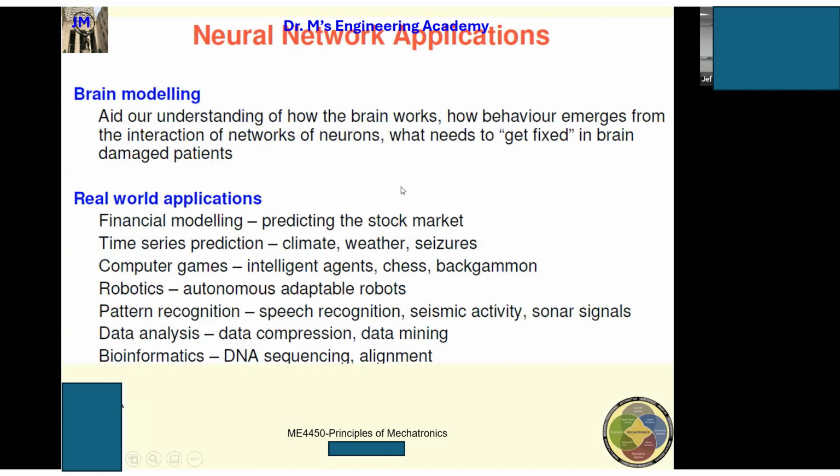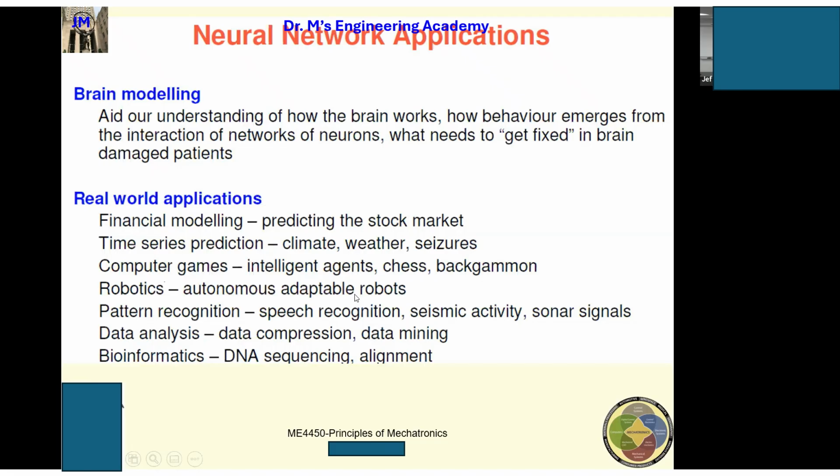So neural network applications, now as we said, brain modeling. For patients who have damaged brains, the doctors can help them. And the real world applications, I want you guys to know this. Financial modeling, that is mathematical modeling, predicting the stock market, and for this you need to train the neural network. Time series prediction, climate, weather scenarios, and computer games. Intelligent agents, chess, and backgammon.